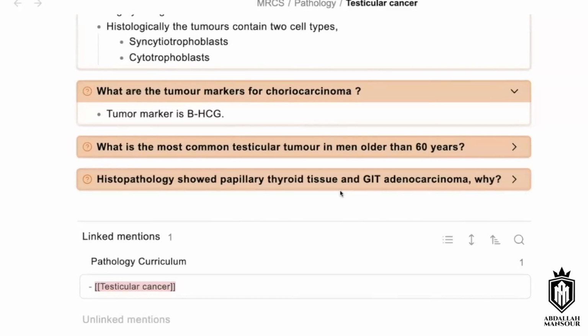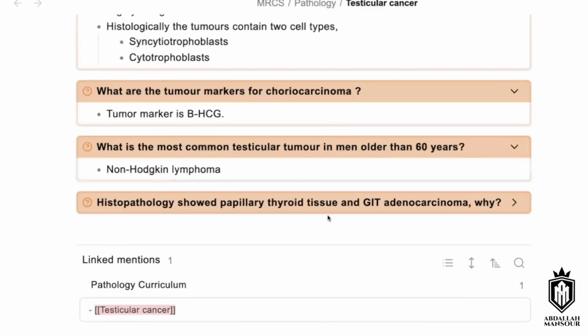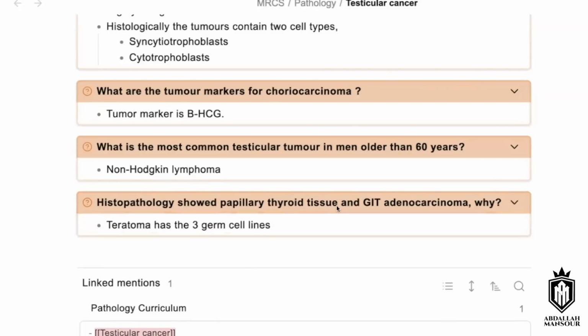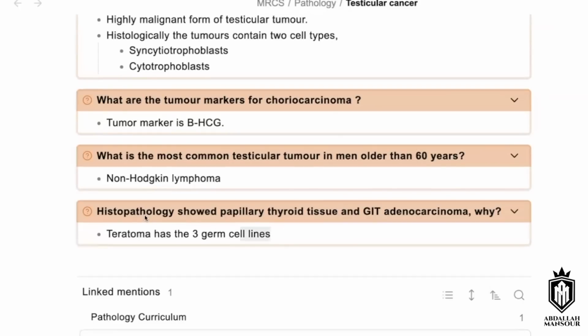What is the common testicular tumor in men older than 60? Lymphoma. Testicular lymphoma. What did the histopathology show in this patient? Papillary thyroid tissue and GIT adenocarcinoma. Can you explain to me why? This is a teratoma. It has three germ cell layers: the meso, the endo, and the ectoderm.